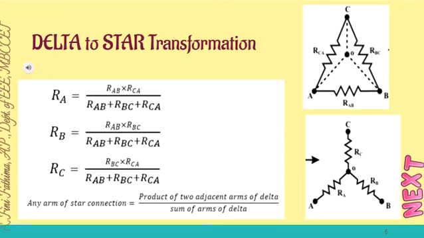If we look very carefully, we can see all the denominator terms are always the same. That is, while converting delta to star, all the denominator terms are the same. And in the numerator, it will be the product of the adjacent sides. Okay, we will solve problems, don't worry. So this is how we will convert delta to star connection.